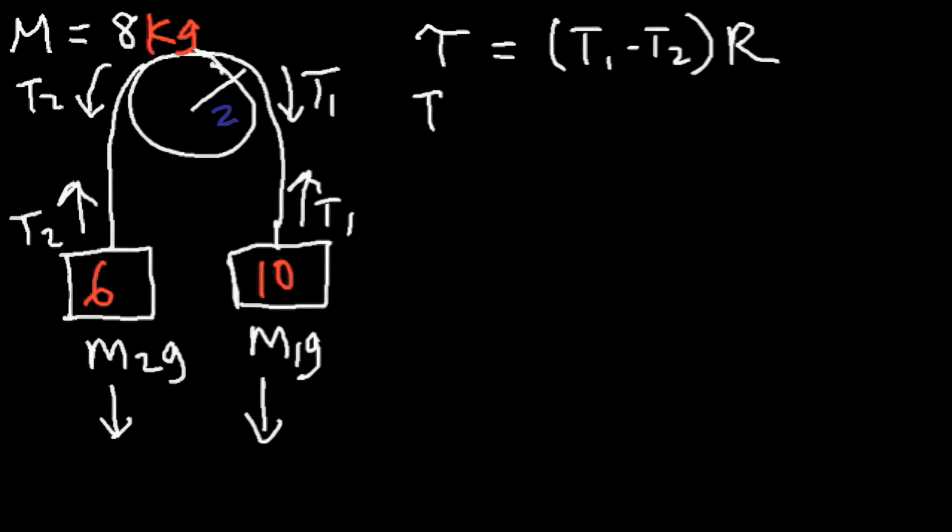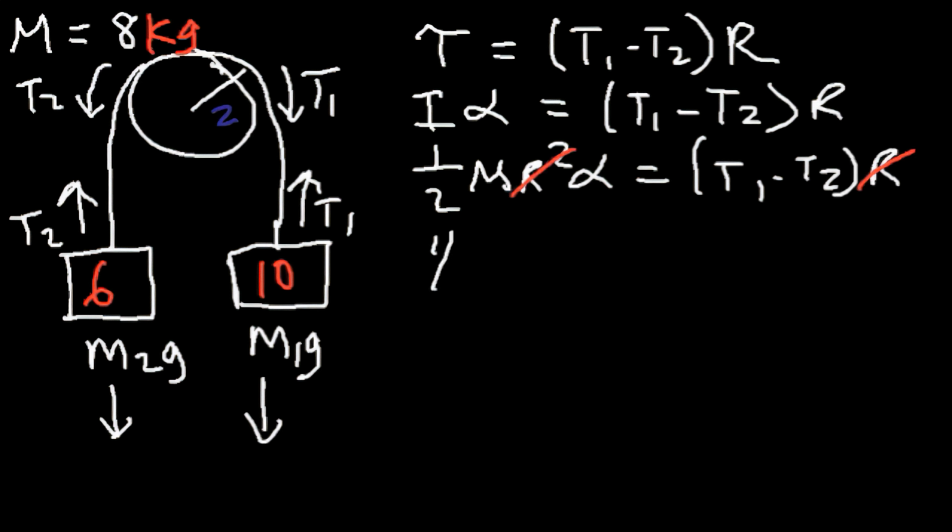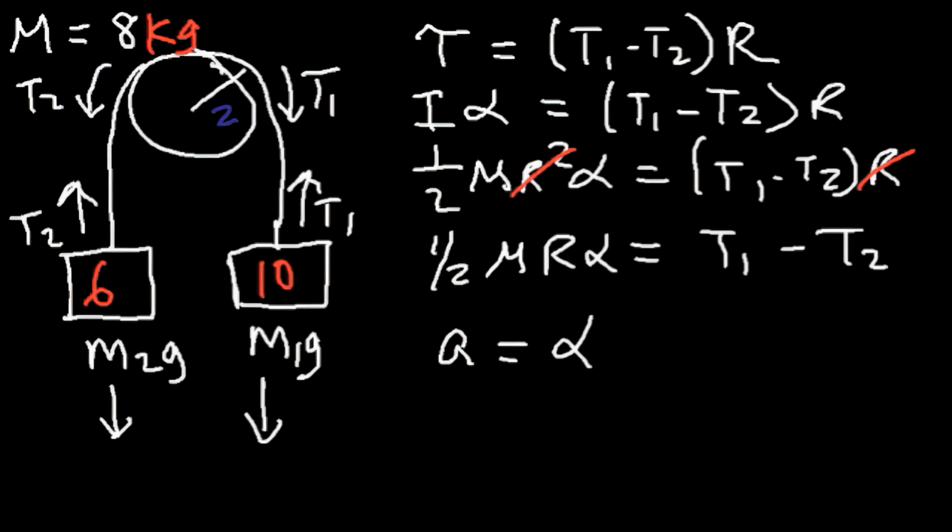Now the torque is inertia times alpha. And the inertia of a disk is 1/2 mr squared. So just like before, we're going to divide both sides by r. So what we have left over is 1/2 mr times alpha, and that's equal to T1 minus T2. And we know that acceleration is alpha times r. It's angular acceleration times the radius of the circle. So let's replace r times alpha with a. So 1/2 ma is equal to T1 minus T2.